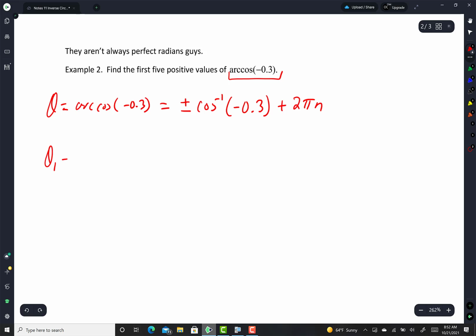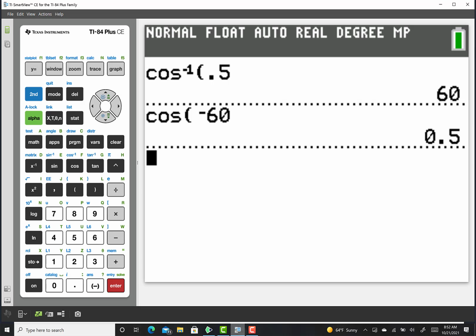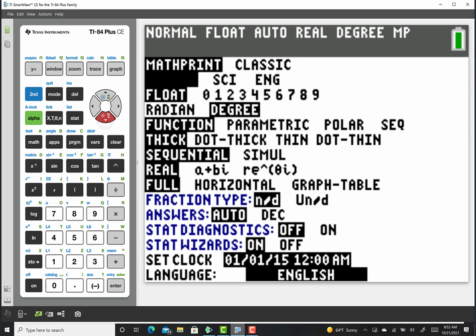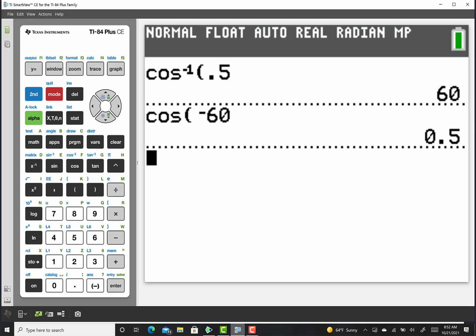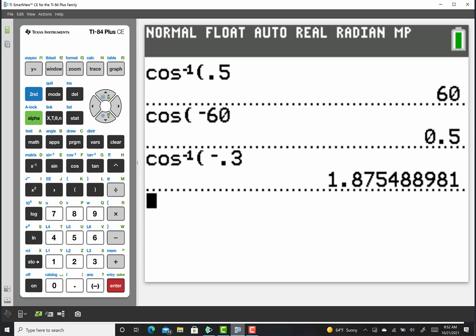So here's theta 1. I'm going to take my calculator, and I'm going to go arc cosine. I'm in radians, right? Mode radians. We're going to have a decimal, guys. And I'm going to go arc cosine, so second arc cosine, and I'm going to put negative 0.3. Oh, too many negatives. Delete. And I got that number.